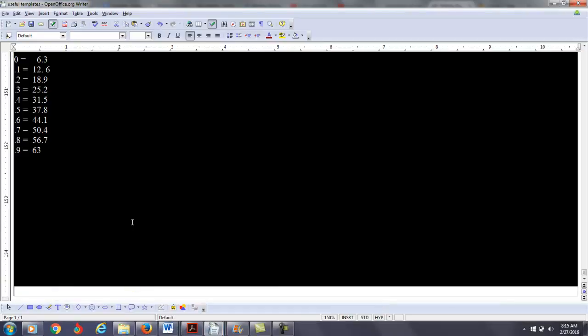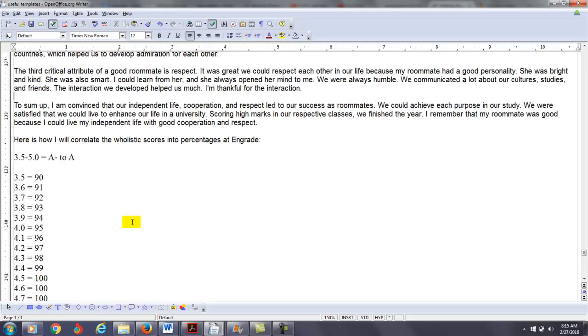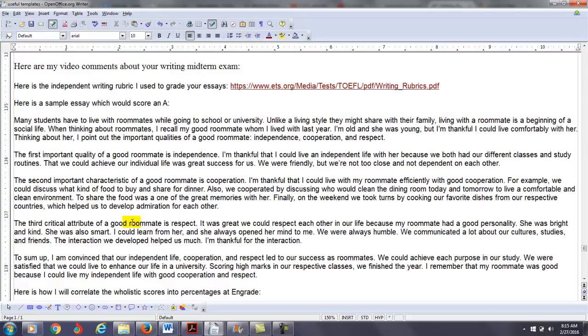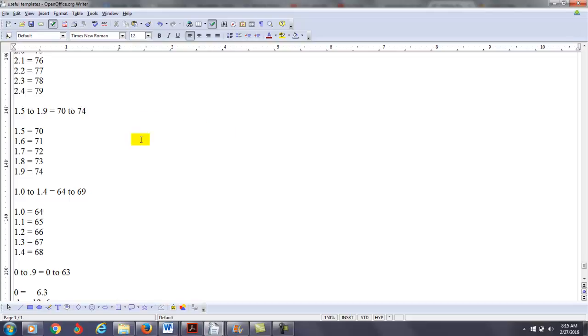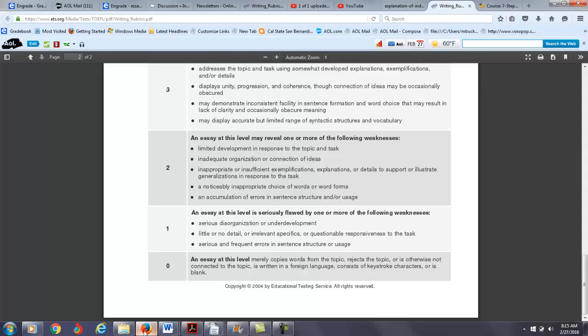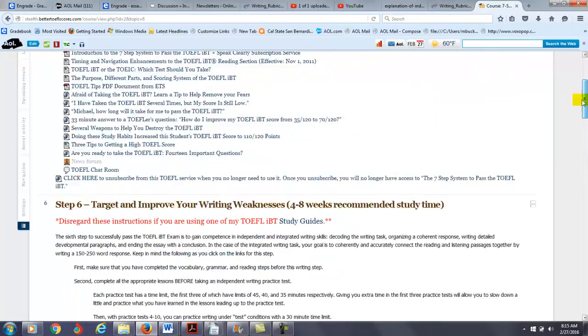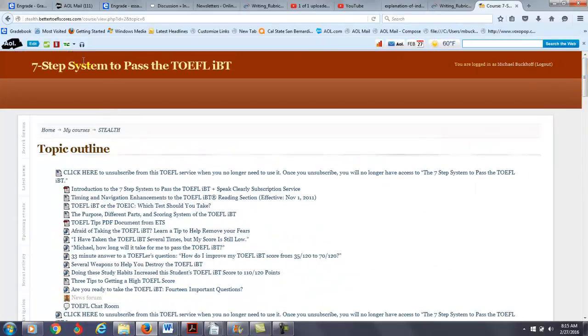Now I recommend that you read the sample. I put a model essay that you can take a look at. You can see it here even, right? The model essay will show you how you need to really further develop your topic. Okay, so I'm going to put you at about 1.0 out of 5. As you can see here on the scale, this is going to put you at 64% on this assignment. Now, the next thing I recommend is, if you go to my website, remember, you are a member of the 7-step system to pass the TOEFL iBT. You can see it here.